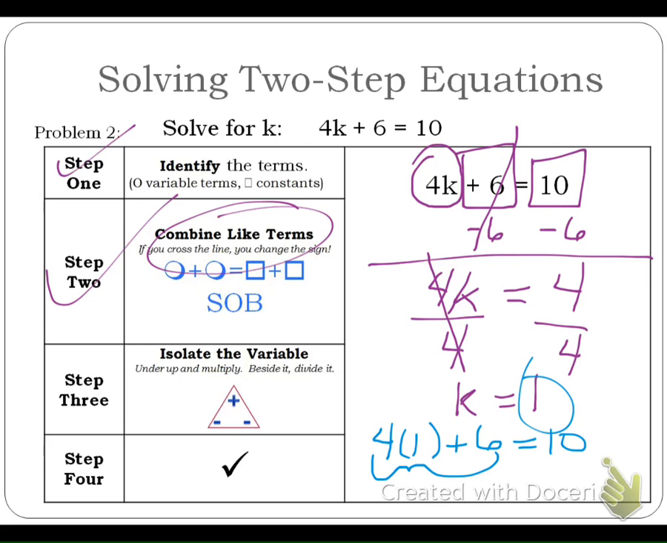So we have 4 times 1 plus 6. Now you do have to use the order of operations here because we have an all-numeric expression. So you would have to multiply the 4 times the 1 before you add the 6. 4 times 1 is 4 plus 6 is equal to 10. Does 10 equal 10? Of course it does. So our answer checks.